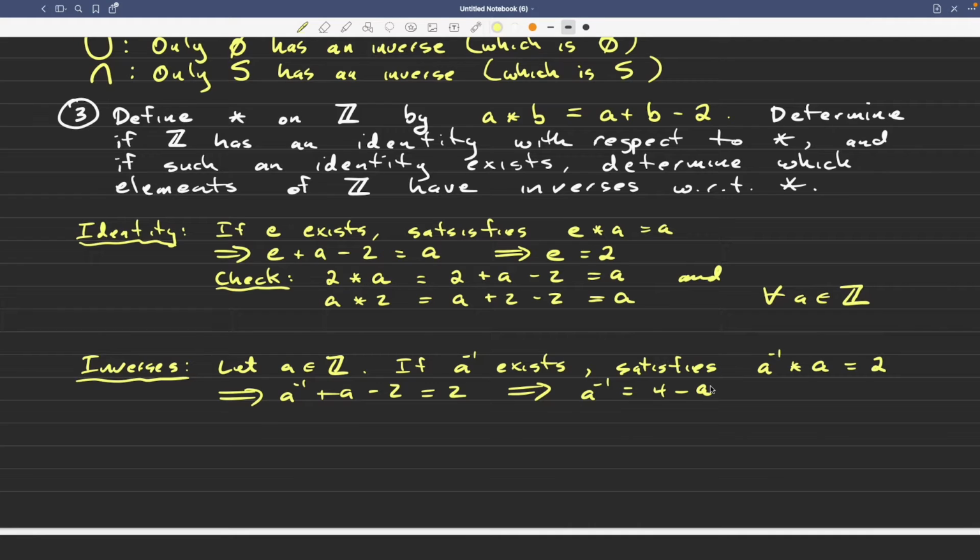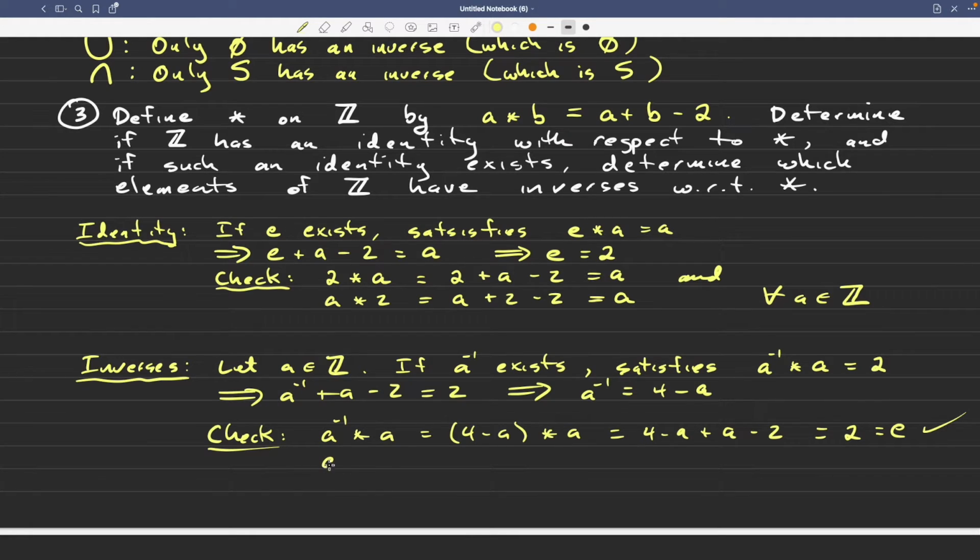So now we can verify: does that actually serve as an inverse for A? So we'll check it. If we do A inverse star A, that would be 4 minus A star A. By the definition of the operation, that would be 4 minus A plus A minus 2. The A's cancel, and you're left with positive 2, which is the identity. So that's good. And we need to check it the other way too, but it checks out because, if you think about it, this operation is commutative. And this works for every A in the integers. So every element has an inverse, that inverse being 4 minus that element.